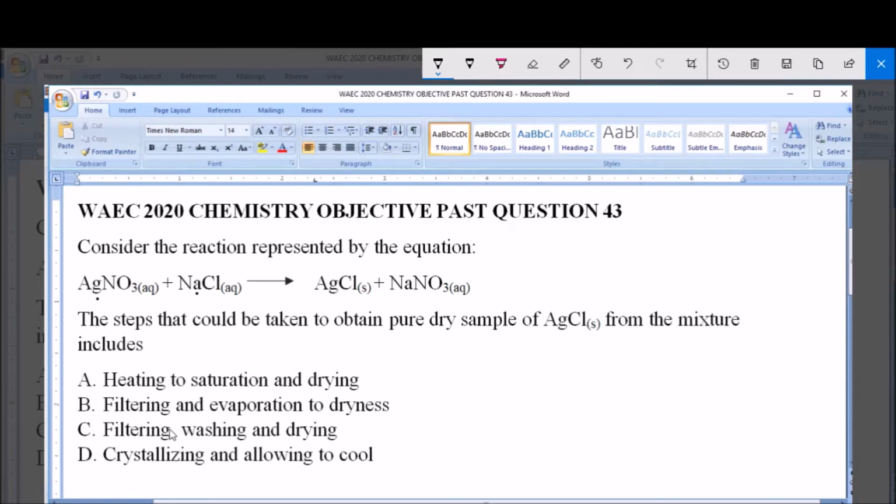Now, the steps that could be taken to obtain a pure dry sample of silver chloride from the mixture include: A. Heating to saturation and drying, B. Filtering and evaporation to dryness, C. Filtering, washing and drying, D. Crystallizing and allowing to cool.